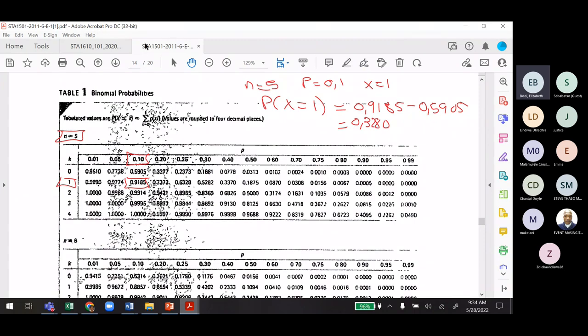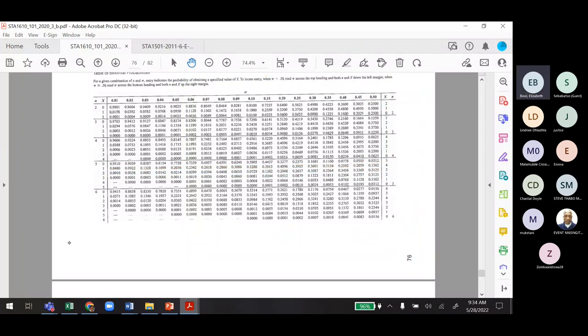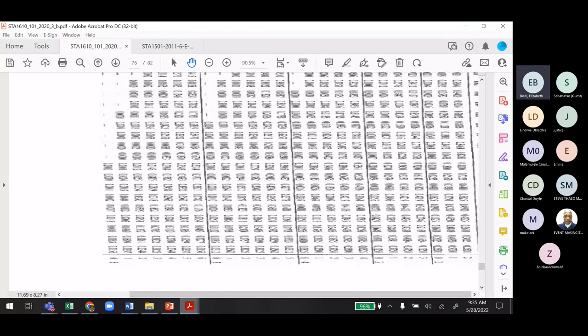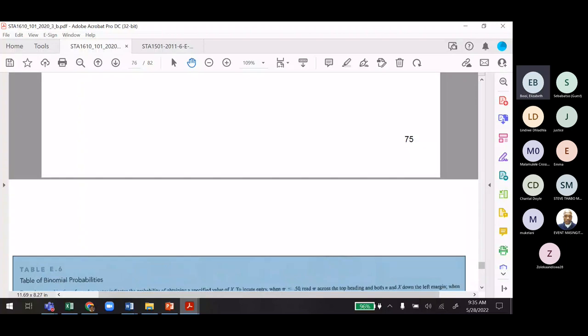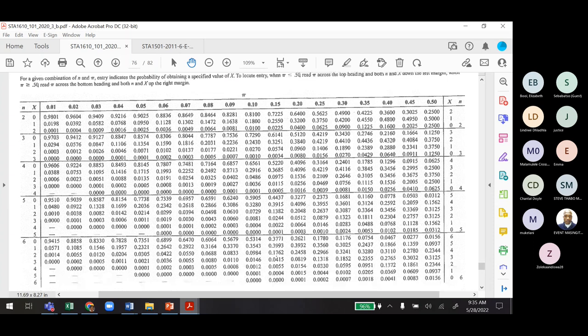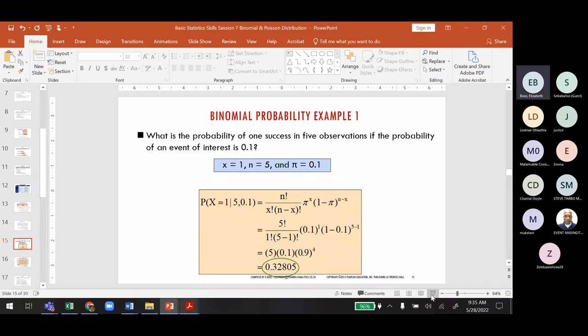Otherwise, if the options are three decimals, you can keep three decimals. So let's do the same on this one. So we're looking for n of 5, p of 0.1, and we're looking for the probability that X equals 1. So we can increase the table a little bit for those who don't have the table in front of them. All right, so we're looking for n of 5, p of 0.1, and x of 1. So where they both meet, and that is the answer. As you can see, that it corresponds with our answer that we were looking for.